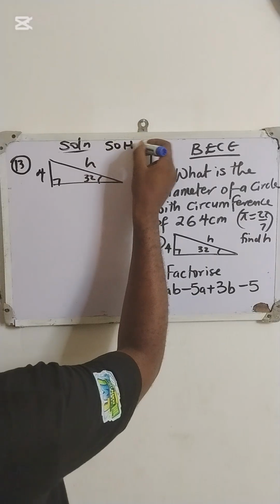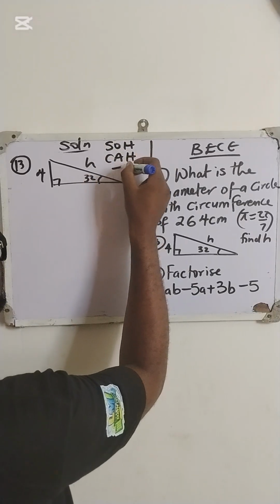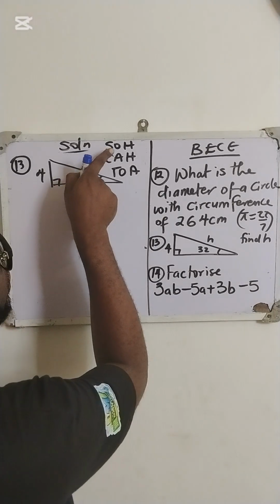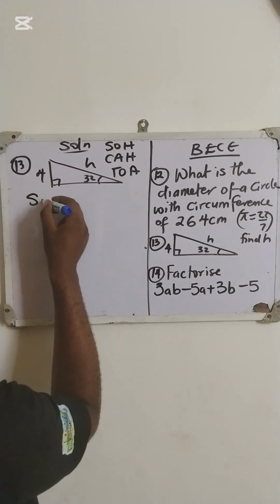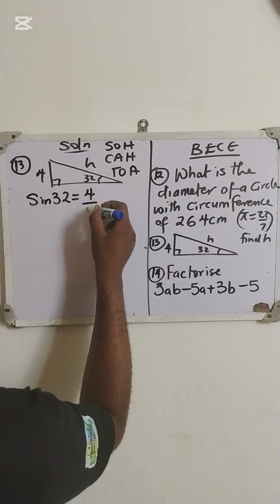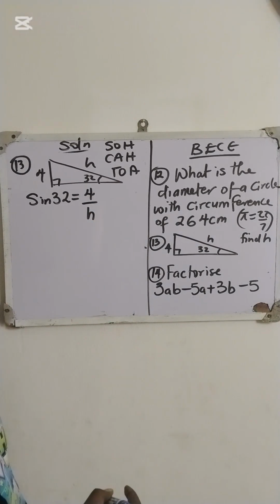Now, SOHCAHTOA: opposite, hypotenuse. Which one has opposite and hypotenuse? Opposite and hypotenuse have sine. So it's going to be sine 32 because the opposite is 4, the hypotenuse is H.